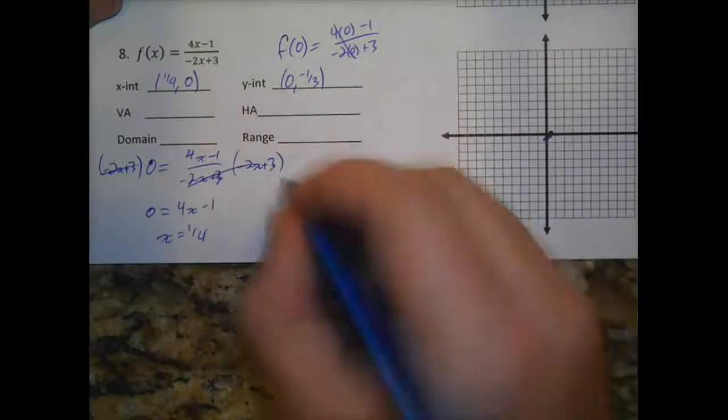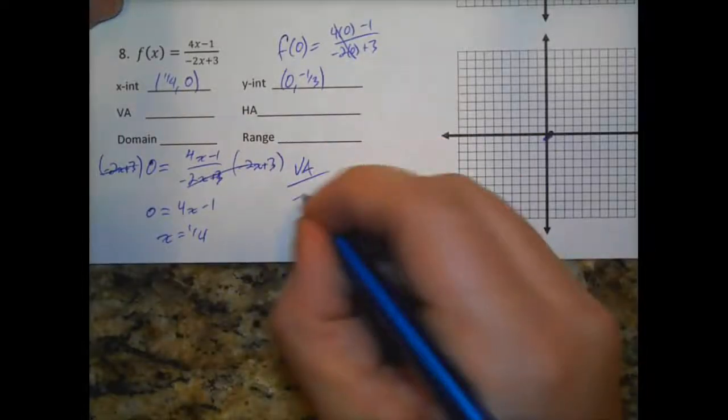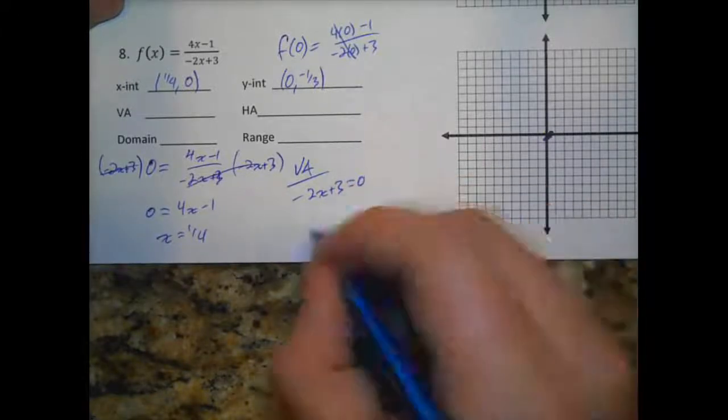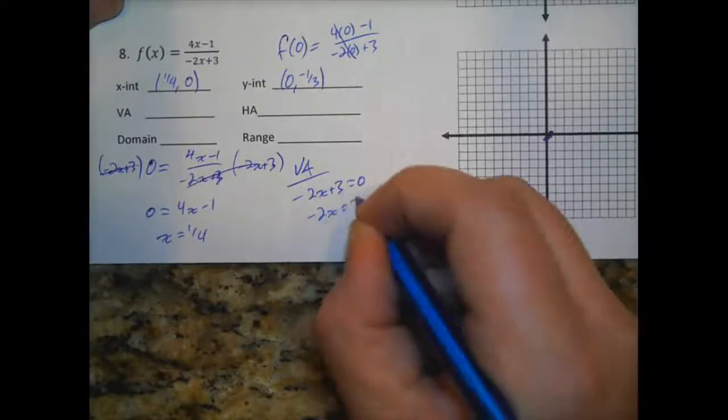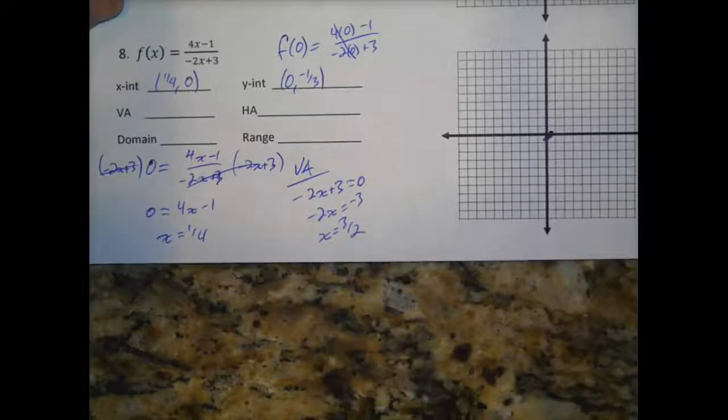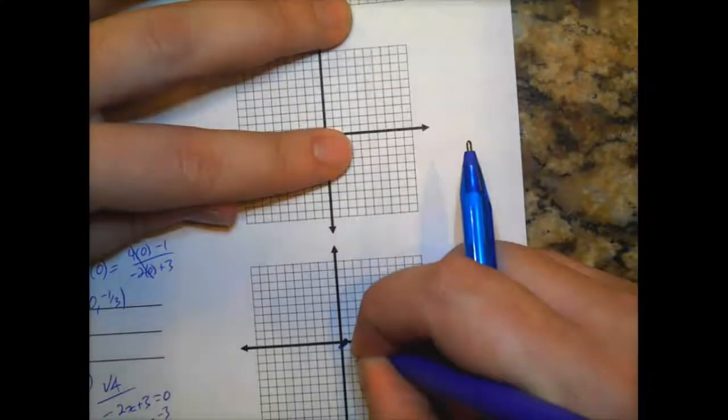Vertical asymptote. Again, as always, set your denominator equal to 0 and solve. That's really all it is. Subtract your 3, so you have -2x equals -3. Divide by -2, so x equals 3 over 2, which is about 1.5. So I have a vertical asymptote at 1.5.